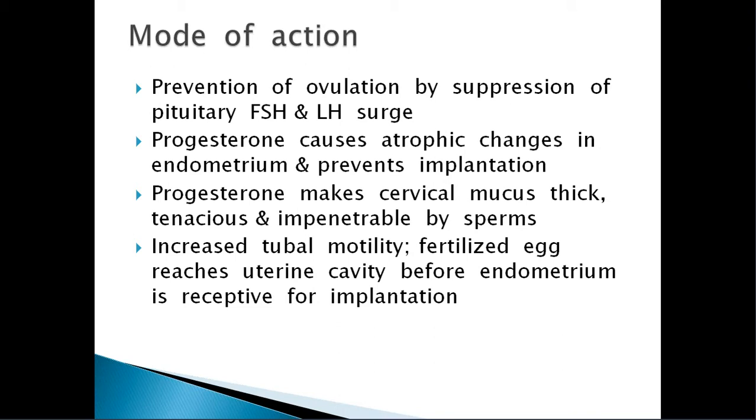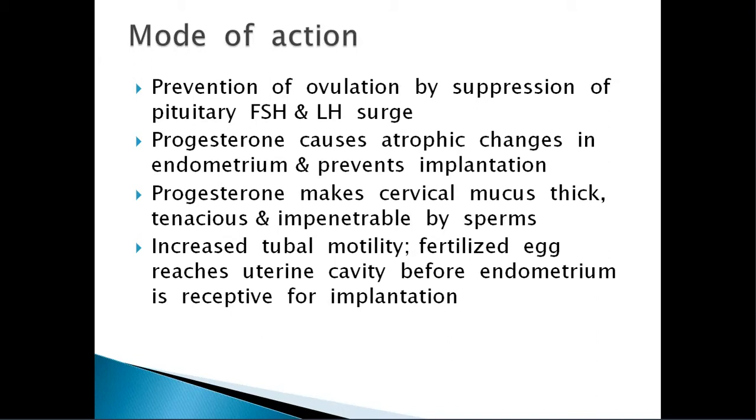When I was talking about natural methods of contraception, I told you about the cervical mucus. The effect of estrogen on the mucus is that mucus becomes profuse, thin, watery, and stretchable. But the effect of progesterone is that it makes the mucus thick, tenacious, and like a plug. It becomes like a plug in the cervical canal. So this is not penetrated by the sperm. So upward movement of the sperms will be prevented.